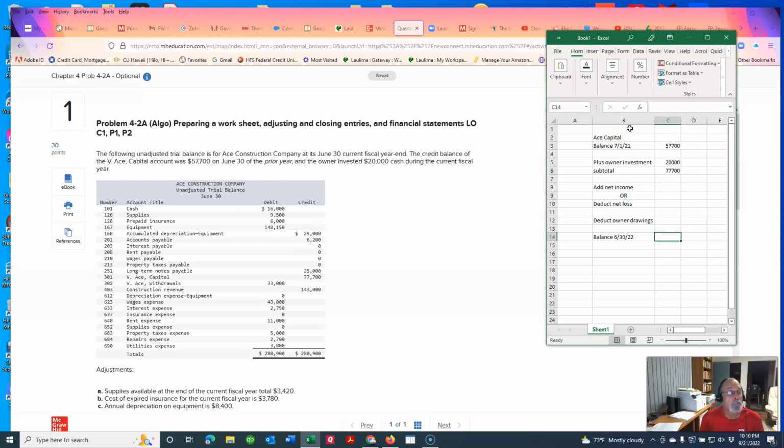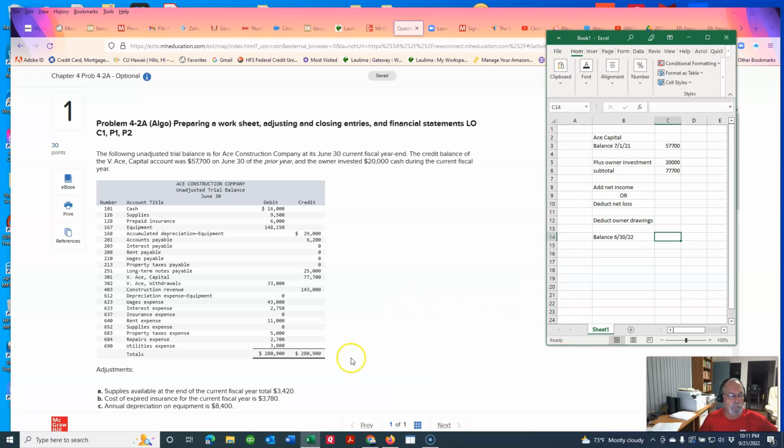Okay, let's see. So we have the unadjusted trial balance, and the unadjusted trial balance, any trial balance is going to show accounts and account balances. And account balances are either going to be debit balances or credit balances, generally based on the type of account that's involved.